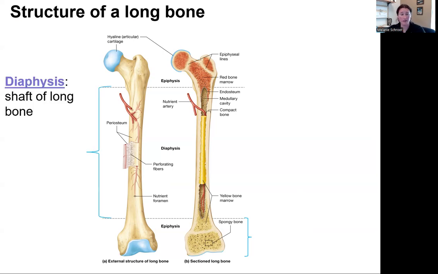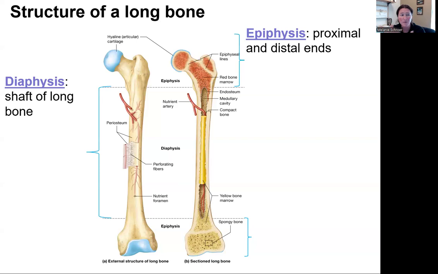Long bones, of course, are longer than they are wide. They have a skinny region in the middle called a diaphysis, and each end has what's called an epiphysis. So physis, a growth, and epi means on top of, so on top of the growth. So here, this fatter region and this fatter region are called the epiphyses. And so these are a little bit wider than the rest of the bone.